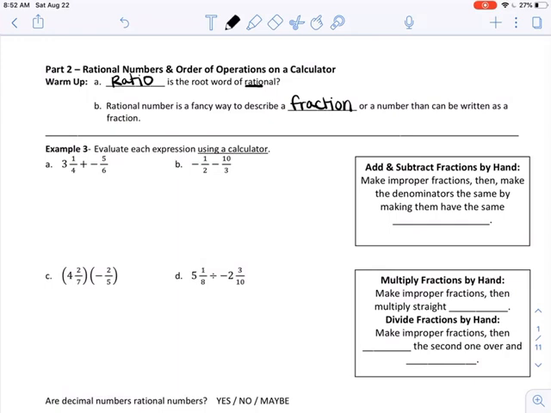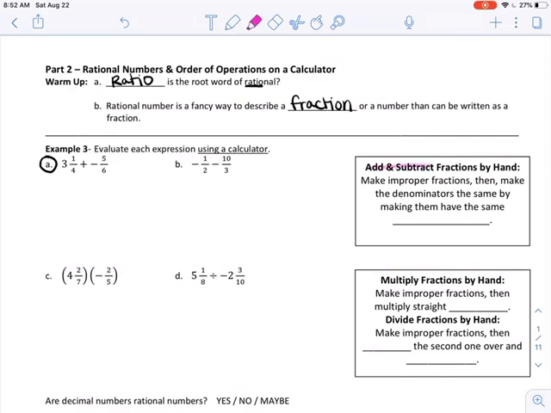I'm going to focus on the fractions. I feel like my students are usually a little more confused with numbers written in fraction form. On example 3, part A, we are adding fractions. So let's go look at this box over here.